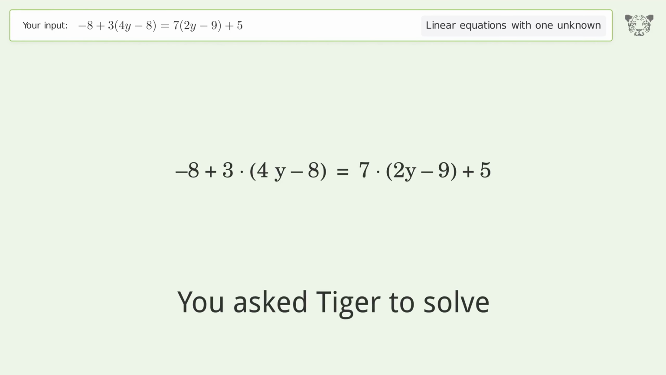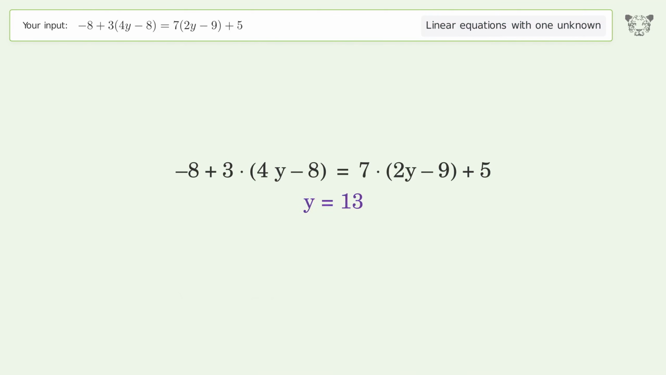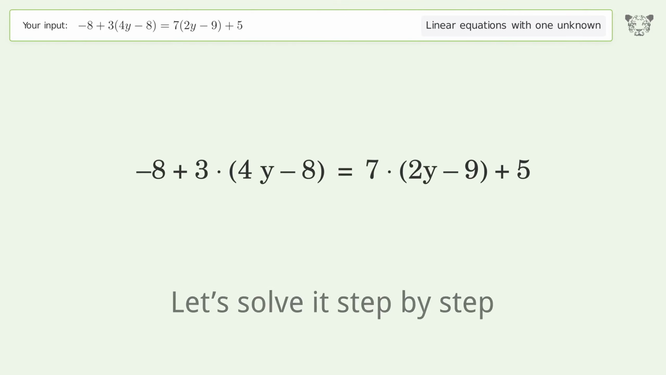You ask Tiger to solve. This deals with linear equations with one unknown. The final result is y equals 13. Let's solve it step by step.